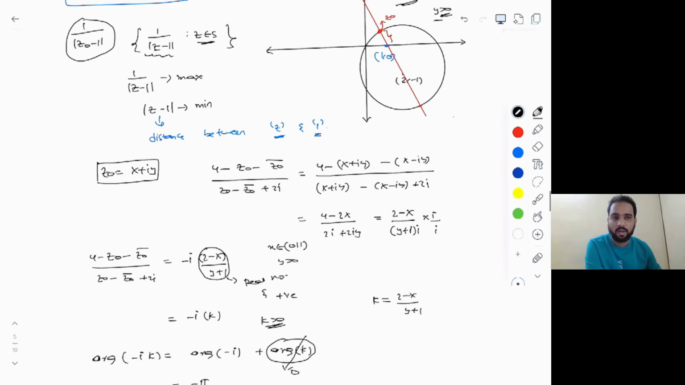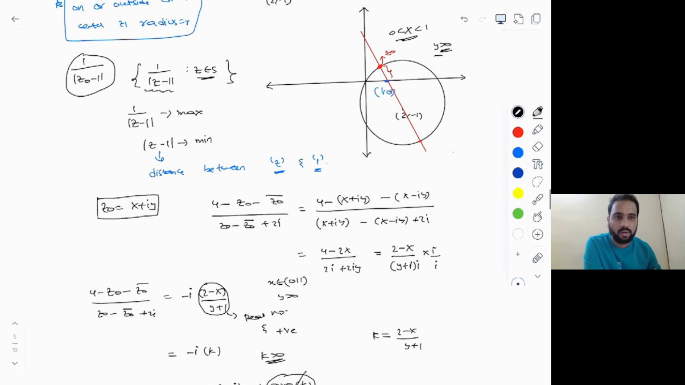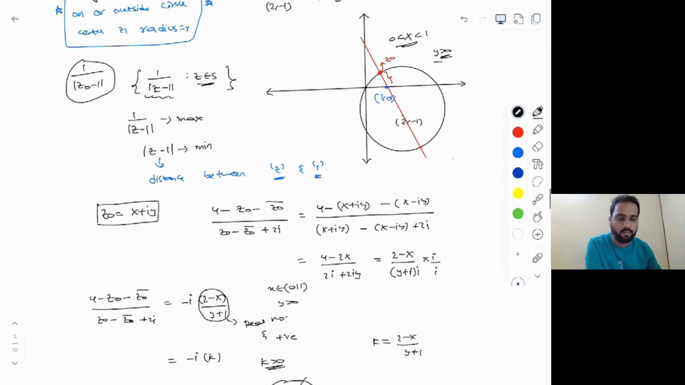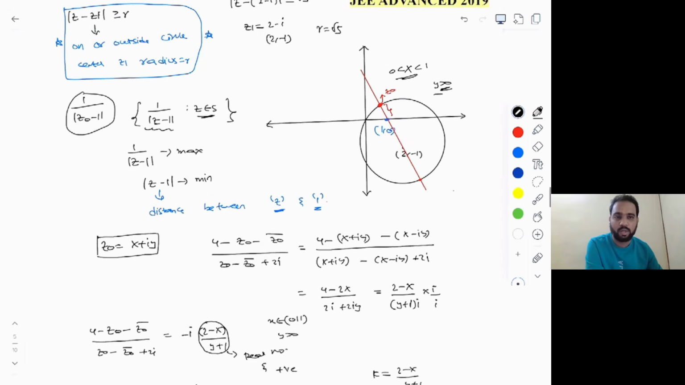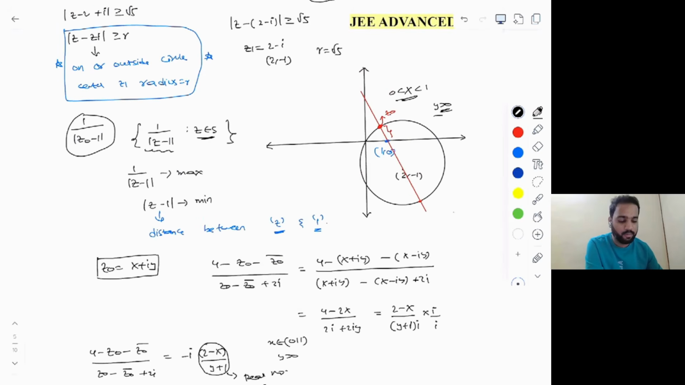And I hope now you understood why I did not even try to find the value of z naught here, because it's not even required. We just need the range of x and the range of y to conclude about the argument of this complex number. So this is the interesting part, but it's a pure geometrical application question, right? So it's very important.